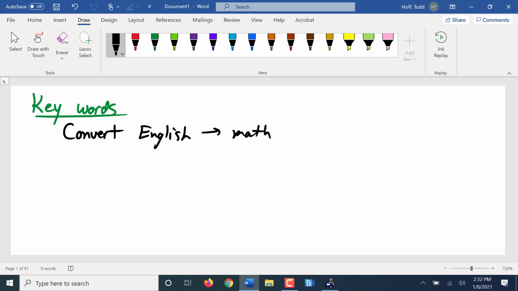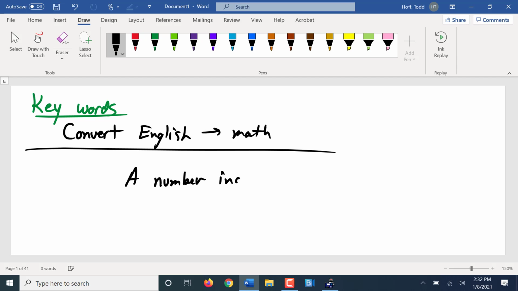The two don't always cooperate really well. We start out with simple phrases like a number increased by 6. Now, first we have to decide what we are going to use to represent the number. We can use any letter or other symbols if we want to. For right now, let's just use n for that unknown number.